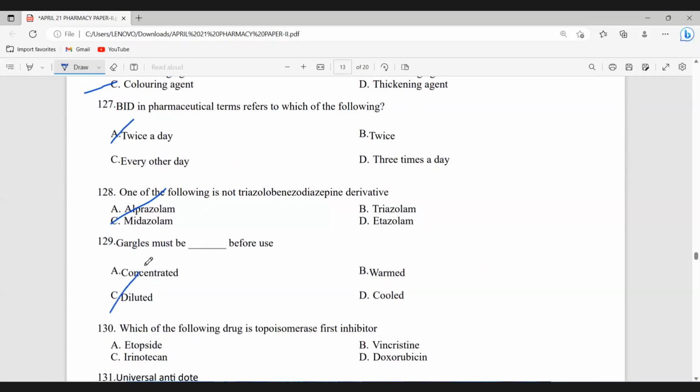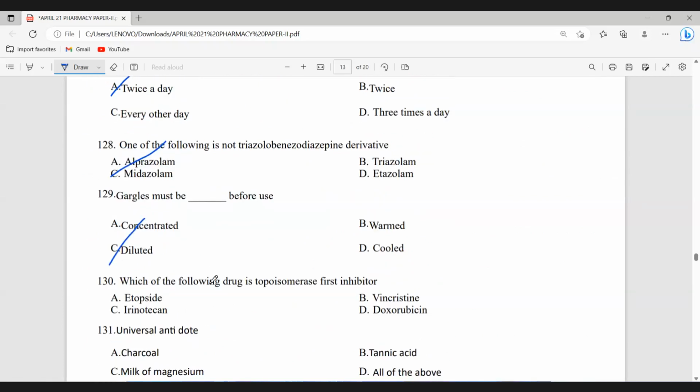You have to dilute. 130, which of the following drugs is a topoisomerase 1 inhibitor? This is a direct question. That is irinotecan.